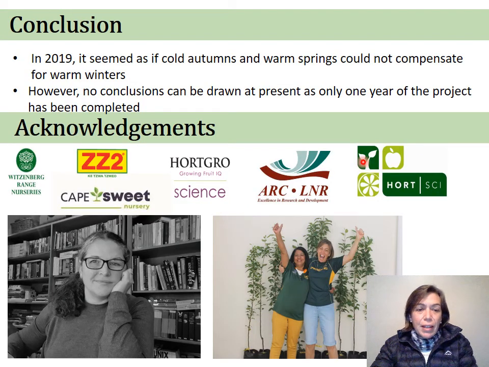So therefore, we can say during the 2019 season, the cold autumns and the warm springs could not compensate for a warm winter. However, this was only 1 year's worth of data. We haven't looked at the actual chill units, and we'd have to have a couple more years' data before we can actually make any conclusions on this project.